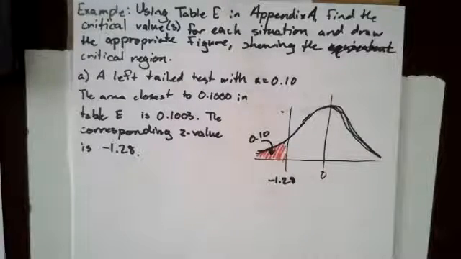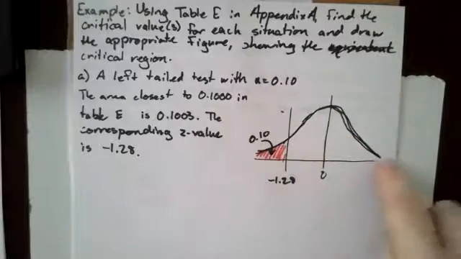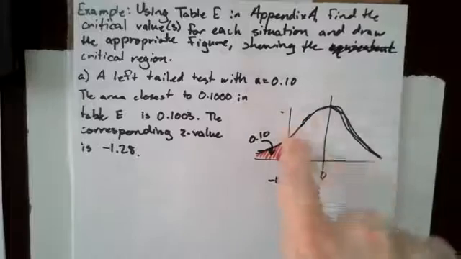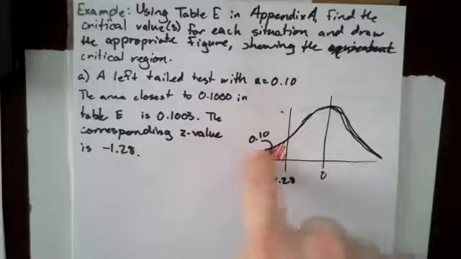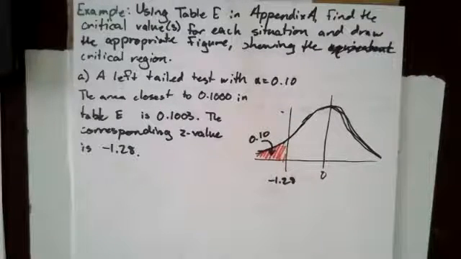For example, using table E in Appendix A, find the critical values for each situation and draw the appropriate figure showing the critical region. A left-tailed test with alpha equals 0.10. The area closest to 0.1000 in table E is 0.1003. The corresponding z-value is negative 1.28. Here is our normal curve, the mean. Here's our critical value, negative 1.28. And here is the area in here, that's 0.10.